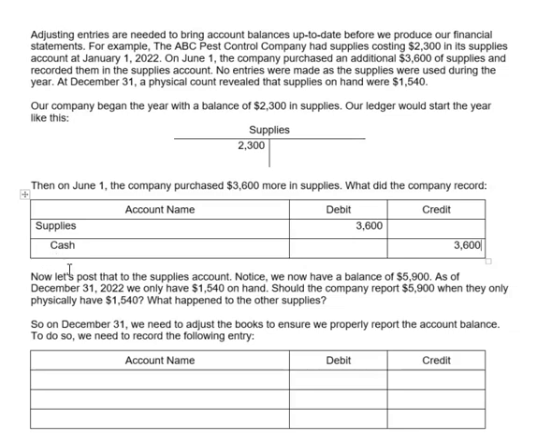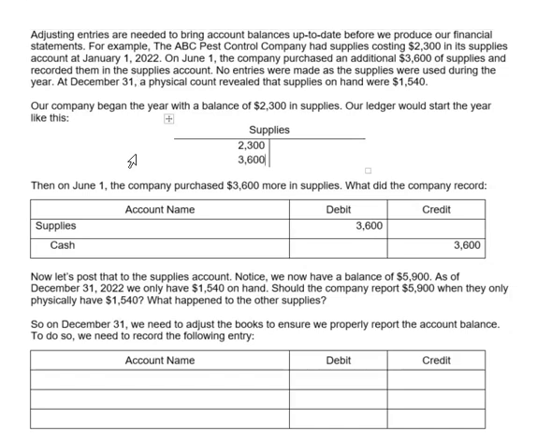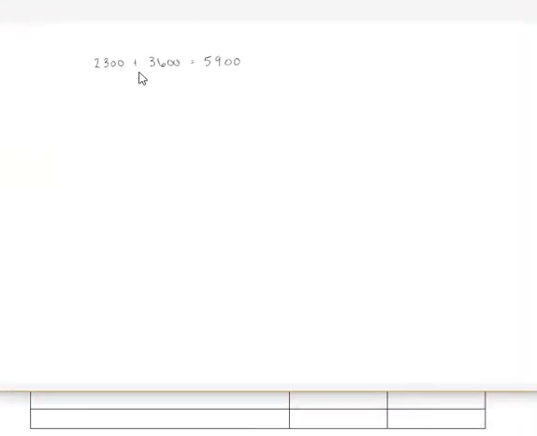All right. So now let's post that to the supplies account. We debited supplies for $3,600 more here, so let's go in and do a debit. Again, debits are on the left, so we'll put $3,600. What does that bring our total balance to? Notice, if we add those two together, $2,300 plus $3,600, we get a total balance of $5,900 in the account. Okay?